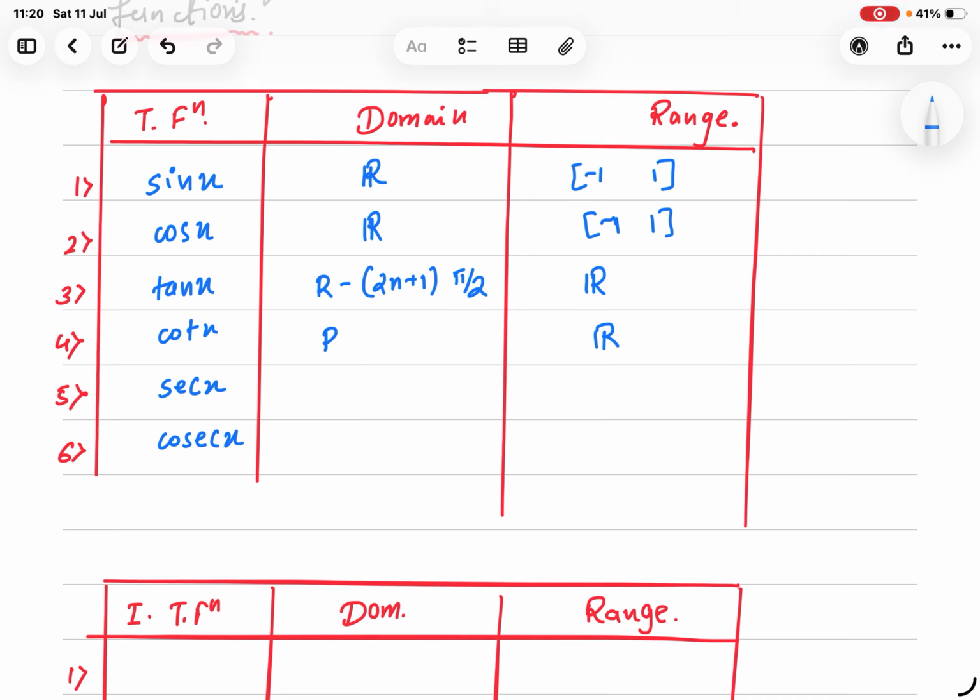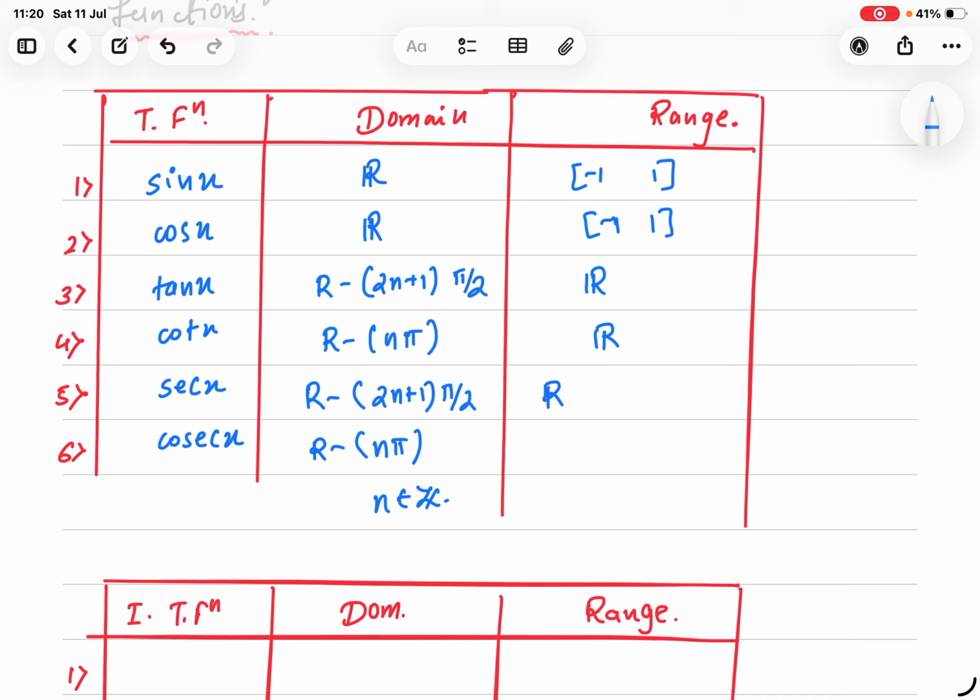And what about cot x? It is not defined at n pi, so the domain of cot x is R minus n pi. Then what is the domain of sec x? R minus (2n plus 1) pi by 2. It is also not defined at odd multiples of 90. And cosec x is the same as cot x, so R minus n pi. Here n is an integer.